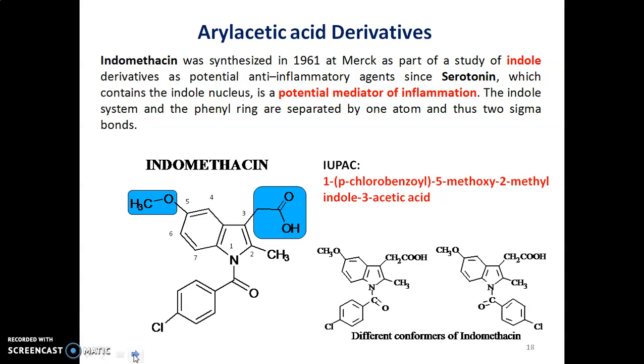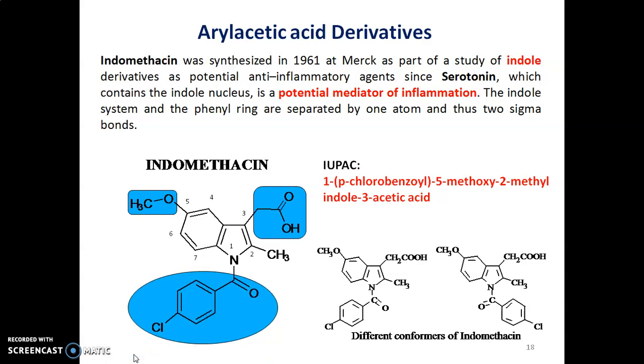Example is indomethacin. Indomethacin was synthesized in 1961 at Merck as a part of the study of indole derivatives as potential anti-inflammatory agents. Since serotonin contains indole nucleus and is a potential mediator of inflammation, they thought to test this drug indomethacin for anti-inflammatory activity. The structure of indomethacin is represented below.